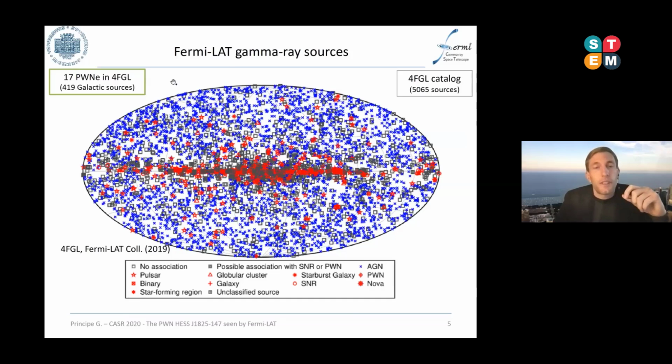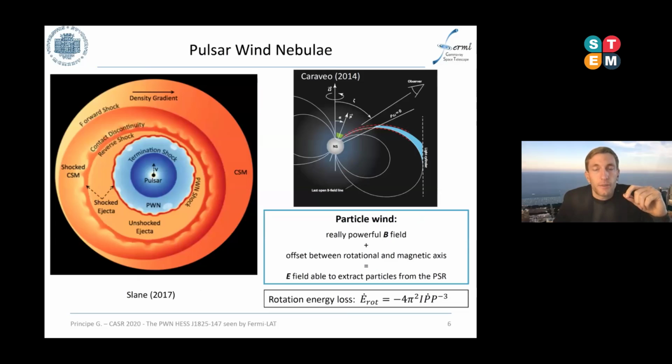And most of them are AGN, so here labeled with these blue crosses, while in red we can see the galactic sources. As you can see here, the galactic sources are just few, and in particular we have only 17 Pulsar Wind Nebulae in our catalog.